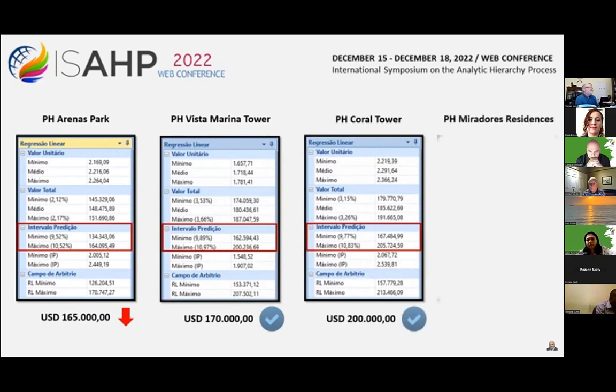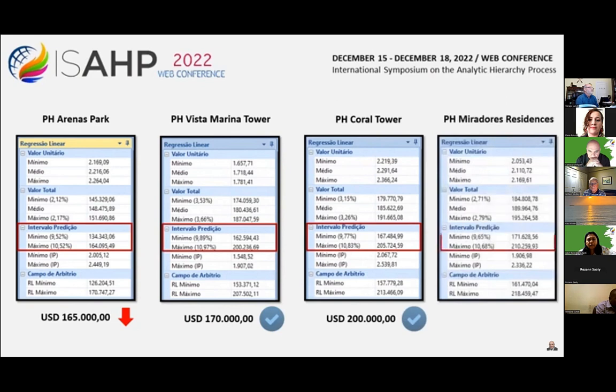PH Miradors Residences, the prediction ranges 171,628.56 and 210,259.93 USD. The bid price of $168,500 is below the low end of the range.